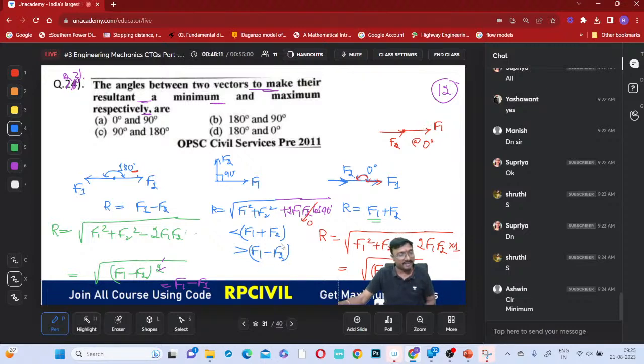Now tell me, under which condition is the least value of the resultant obtained? Under the 180 degrees condition, you obtain the least resultant. And the highest resultant, the maximum, you obtain at 0 degrees. So 180 and 0 degrees are the correct answers. Is it clear to everyone now? Is it clear, all of you?